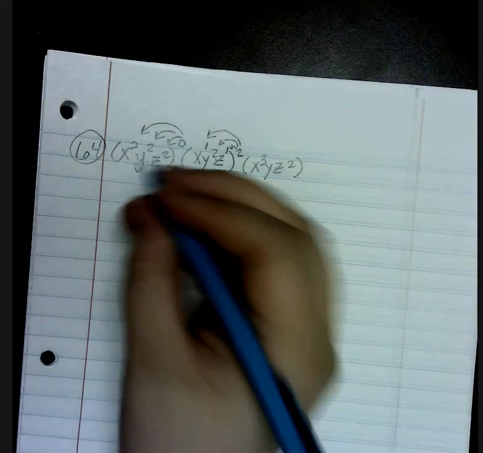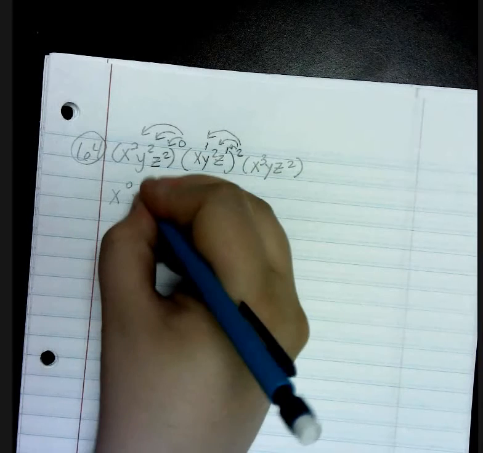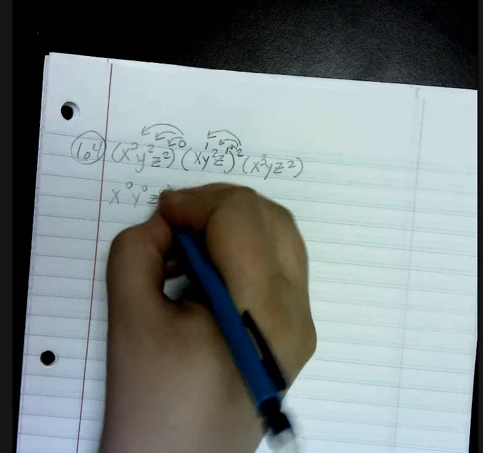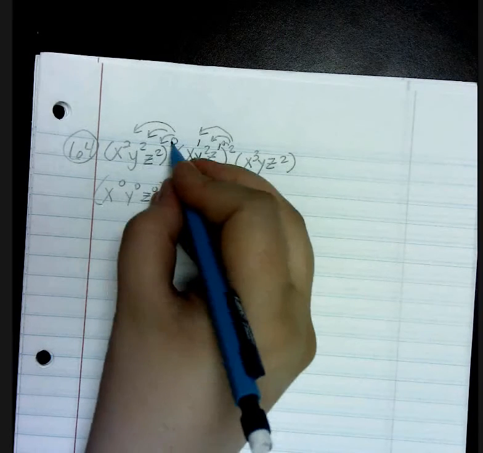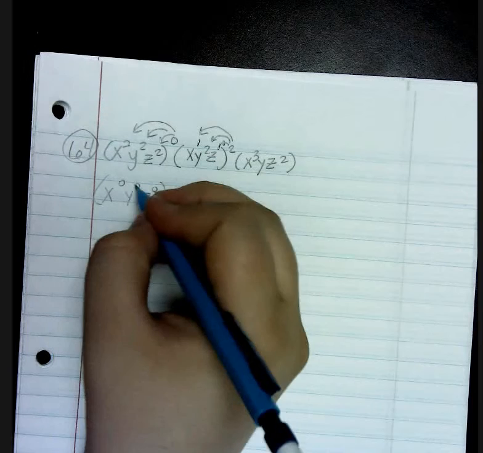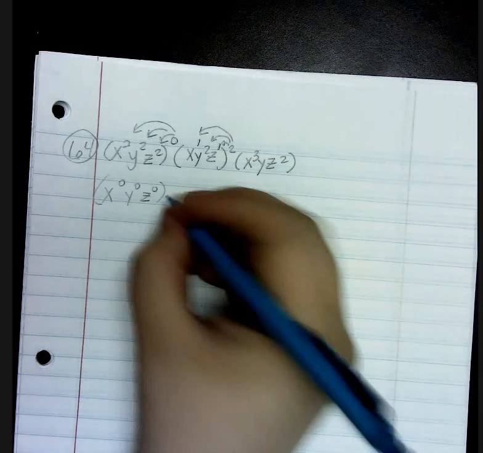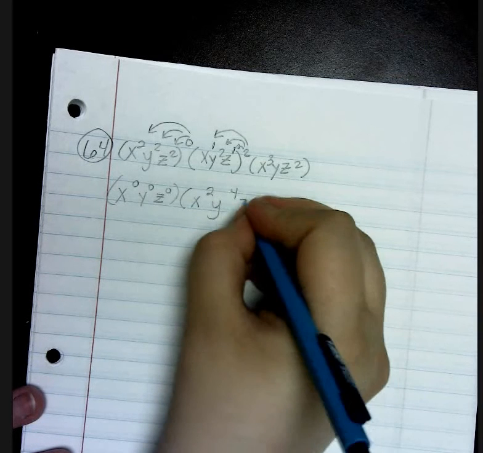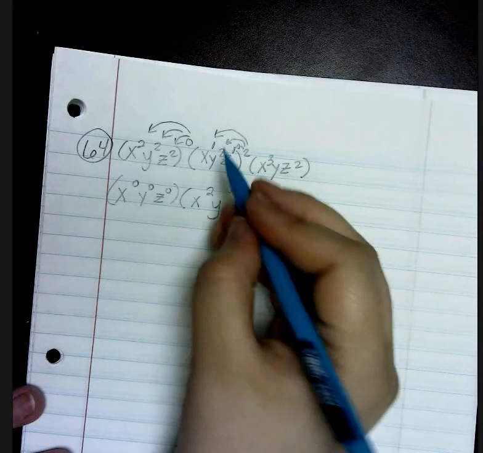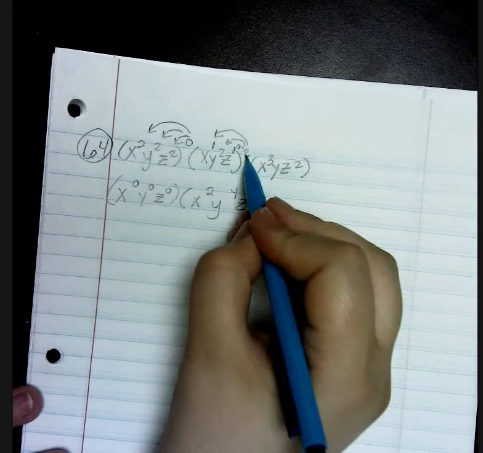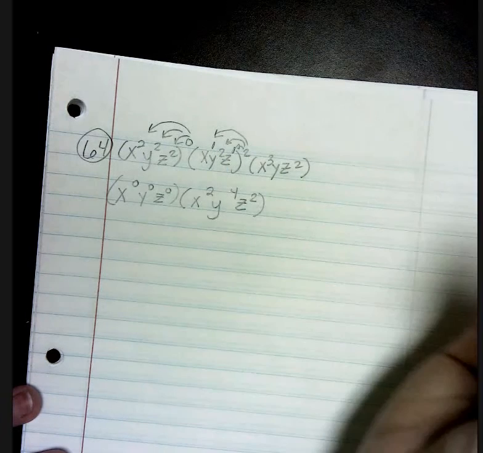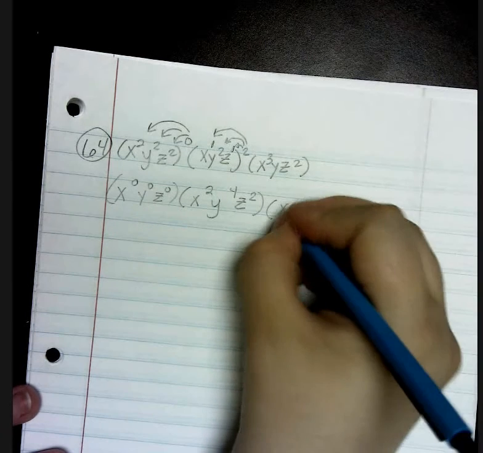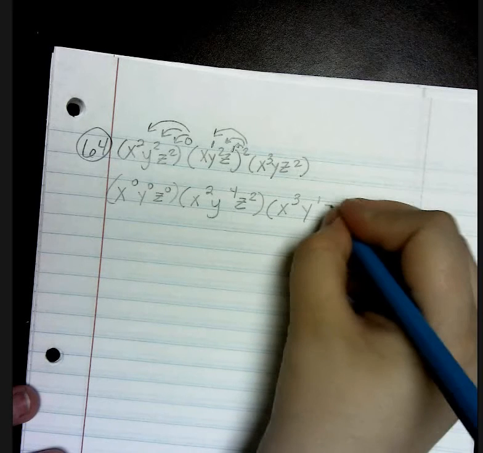So I'm left with x to the 0, y to the 0, z to the 0, because anytime you multiply a number times 0, you should get a 0. And then x squared, y to the 4th, z squared, because you multiply 2 times all of these exponents. And then you're still left with the x to the 3rd, y, z squared.